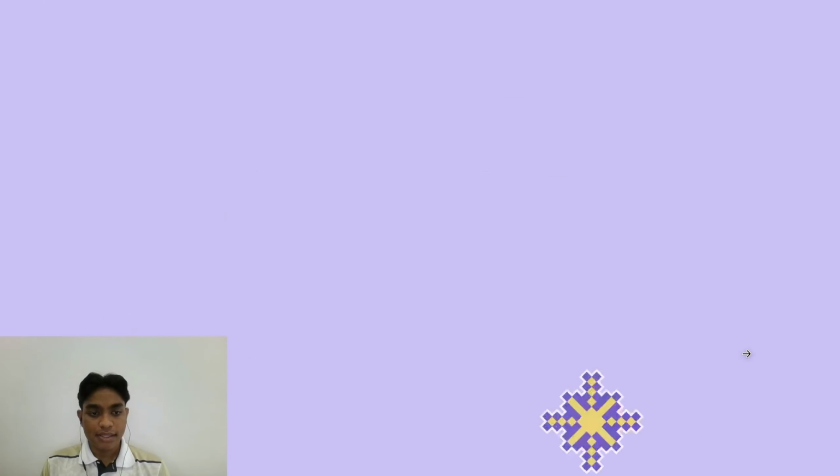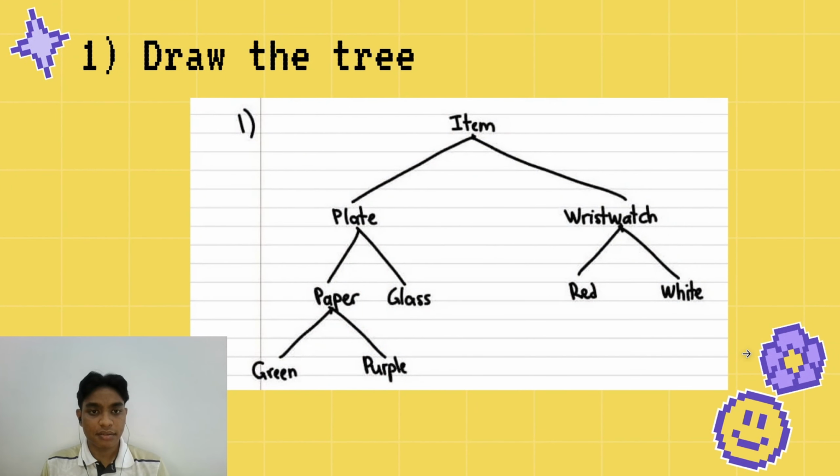So for the answer, the first question is to draw the tree. We need to look at the case study, where there are two items. So the parent is item and the children are plate and wristwatch. For the plate, there are two types, which are paper and glass, which are the children of the plate. And for the paper, the children are green and purple. And for the wristwatch, there are also two children, which are red and white.